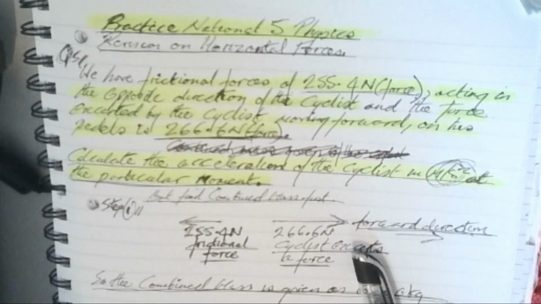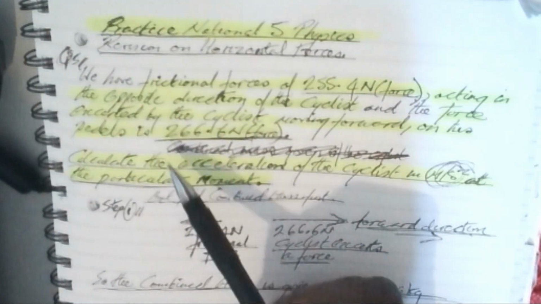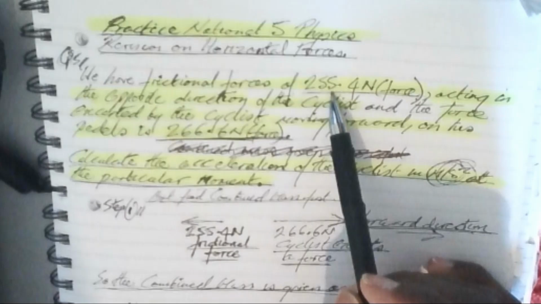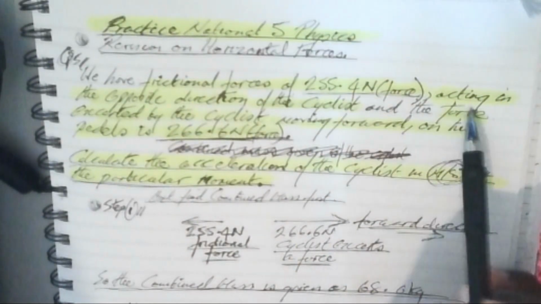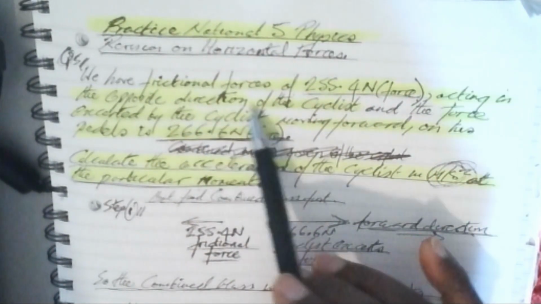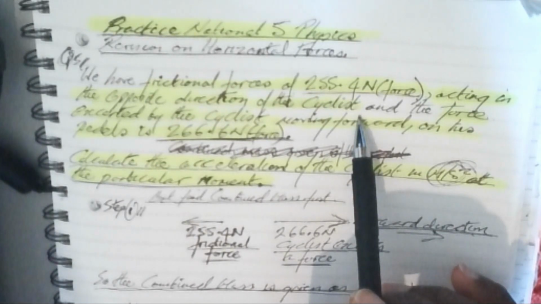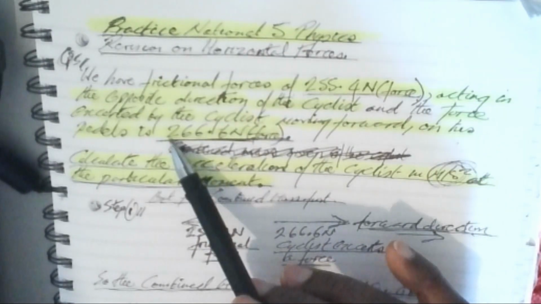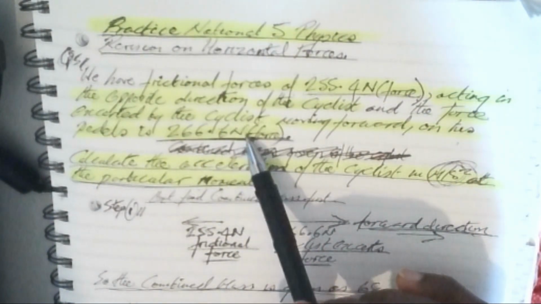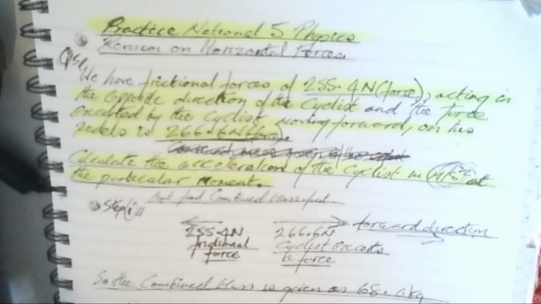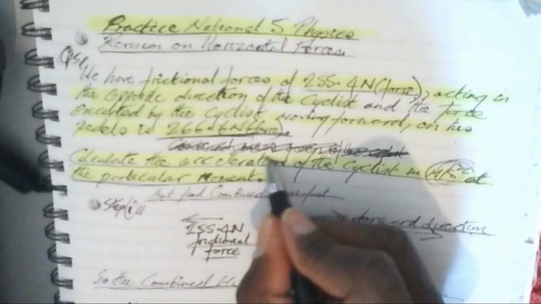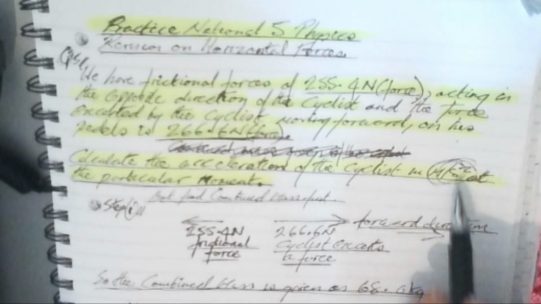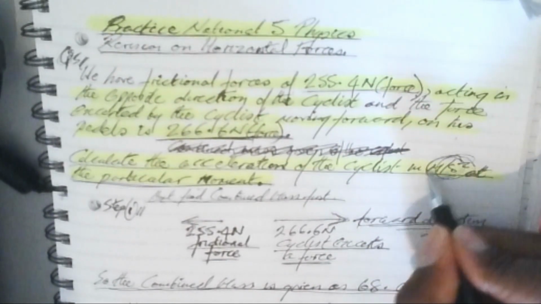Okay, let's just jump straight into this, guys. We have a frictional force of 255.4 newtons acting in the opposite direction of the cyclist, and the force exerted by the cyclist moving forward on his pedals is 266.6 newtons. Calculate the acceleration of the cyclist in meters per second squared, because you have to get the correct units, guys.